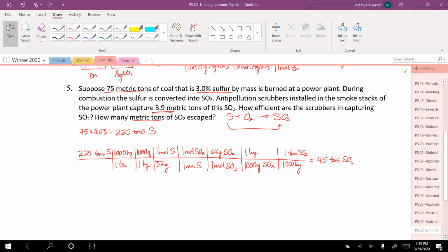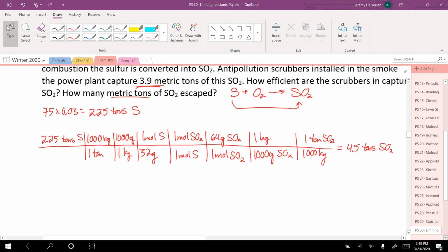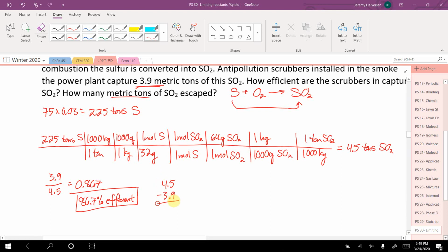You know, there's different ways to answer this question. I'm going to put this efficiency as like a percentage. So my efficiency is going to be the 3.9 that I caught divided by the 4.5 that I made, that I should have caught. And 3.9 divided by 4.5 is 0.867. So 86.7% efficient. And then I ask how many metric tons escaped? Well, that would just be the 4.5 that I made minus the 3.9 that I caught. So 0.6 tons escaped.